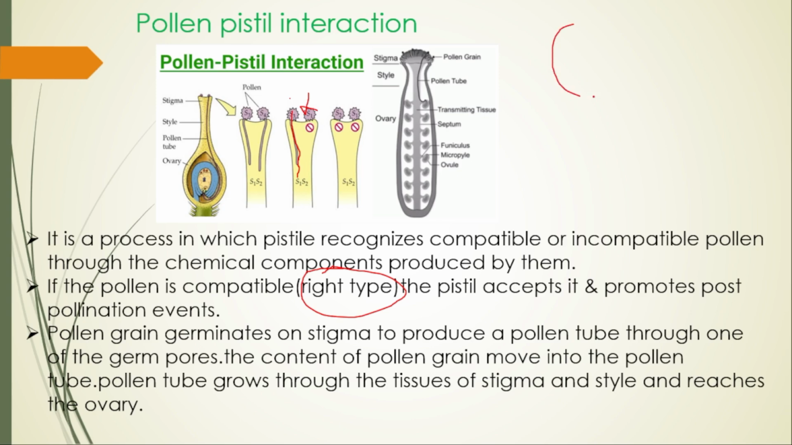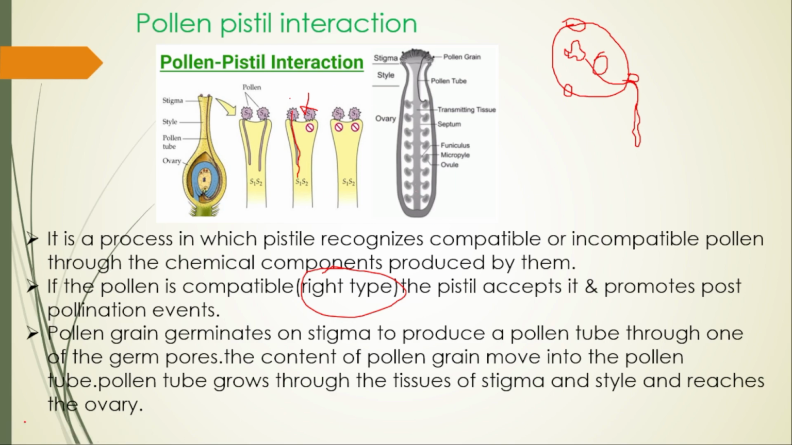We discussed about this, isn't it? Usually the pollen grain has germ pores, where the sporopollenin is absent, isn't it? Whatever content is there inside, there will be a generative cell and a vegetative cell. Whatever the content, all of it will come out in the form of what? Pollen tube. The content of the pollen grain moves into the pollen tube. The pollen tube grows through the tissues of the stigma and style and reaches the ovary.